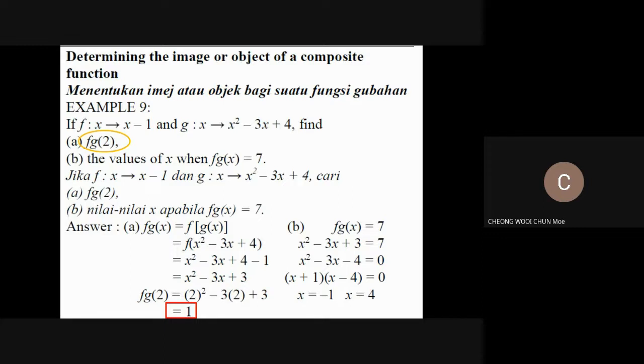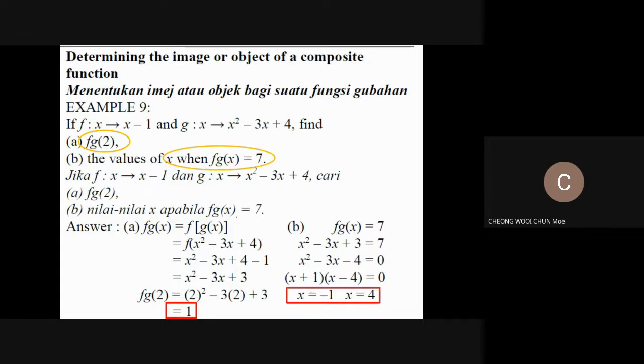So from here, replace the 2 inside. So 2 squared, you must always put brackets when you replace anything, minus 3 bracket 2, plus 3. Don't straight away write the answer. You must show the workings of replacement, just in case you make the wrong answer. The answer is 1. Working is very important to get marks. Then we look at b.